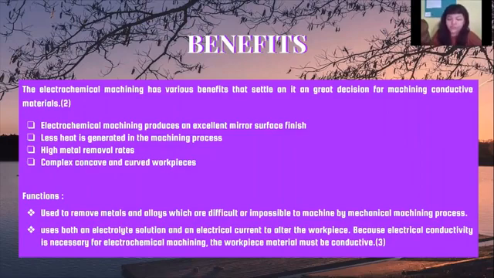For the functions, the first function that the electrochemical process has is to remove metals and alloys which are difficult or impossible to machine by mechanical machining process. The second function is that it uses both an electrolyte solution and electrical current to alter the workpiece. Because electrical conductivity is necessary for electrochemical machining, the workpiece material must be conductive.